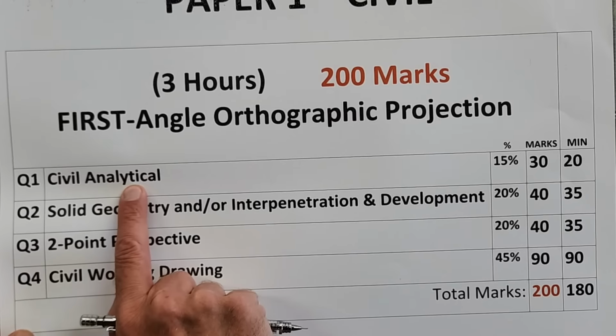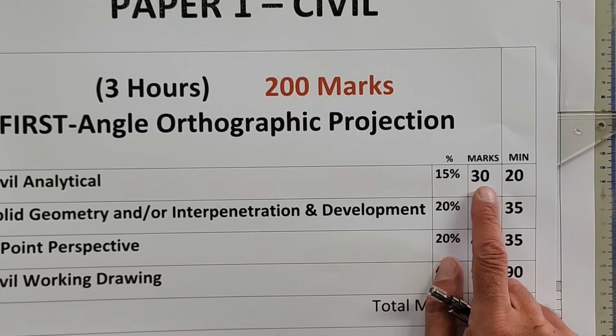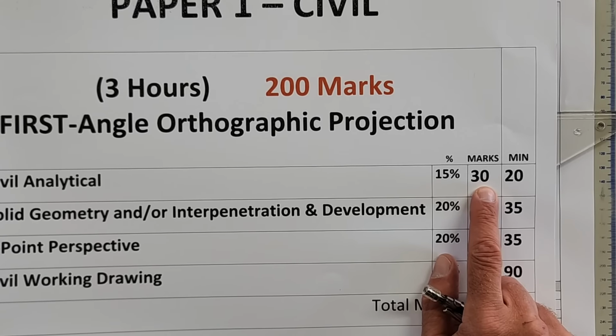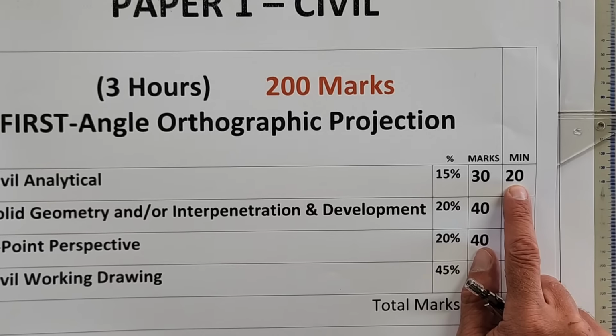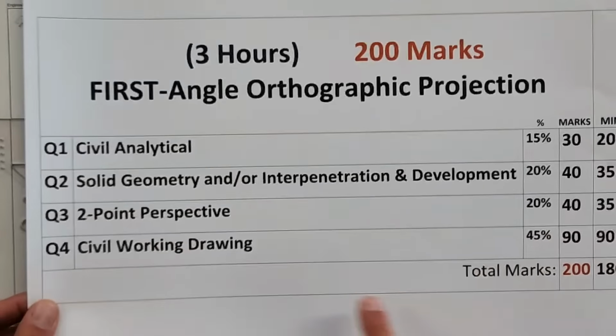Question 1 will be civil analytical, with approximately 30 marks available for you to gather. You shouldn't be spending more than 20 minutes on that civil analytical. So please, whether you have a stopwatch or whatever, make sure you set the time at 20 minutes. Go on to the next question.